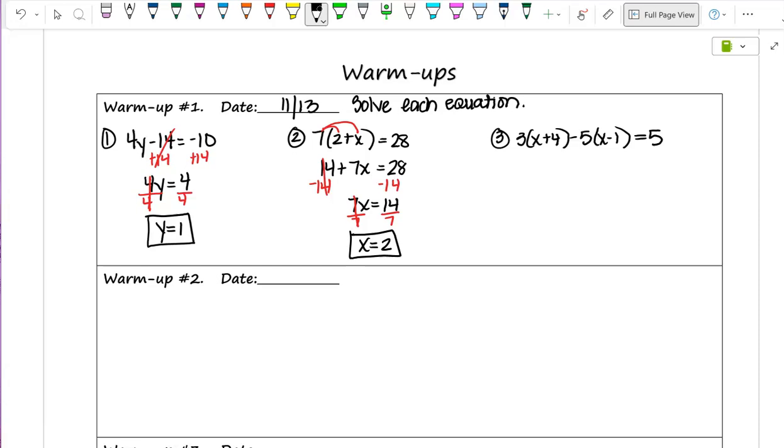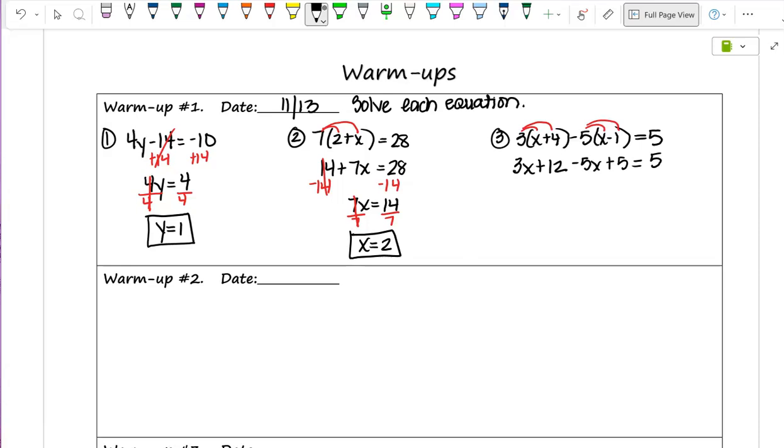Number 3, we have 3 times the quantity x plus 4 minus 5 times the quantity x minus 1 equals 5. So on the left-hand side, we have two distributions that need to happen. 3 times x is 3x, 3 times 4 is plus 12. Negative 5 times x is negative 5x. Negative 5 times negative 1 is plus 5 equals 5.